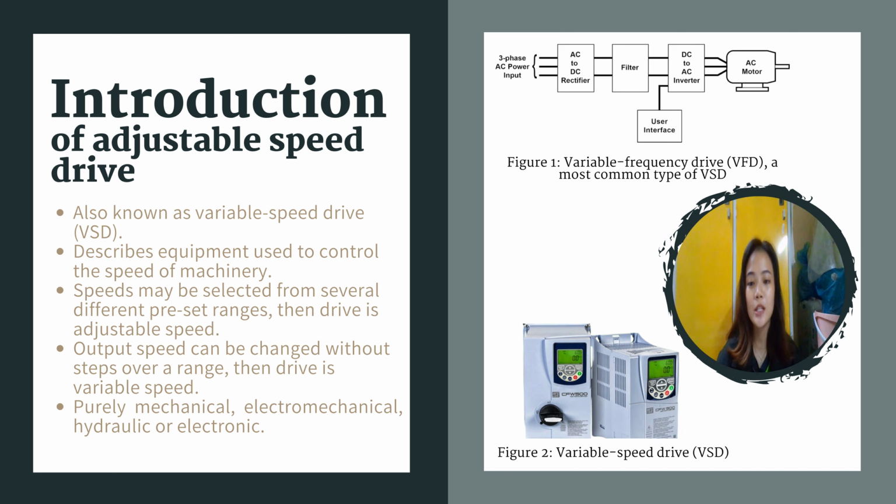If the speeds may be selected from several different preset ranges, then the drive is known as an adjustable speed. Whereas if the output speed can be changed without steps over a range, then the drive is known as a variable speed. And the adjustable speed drive or variable speed drive might be purely mechanical, electromechanical, hydraulic, or even electronic.